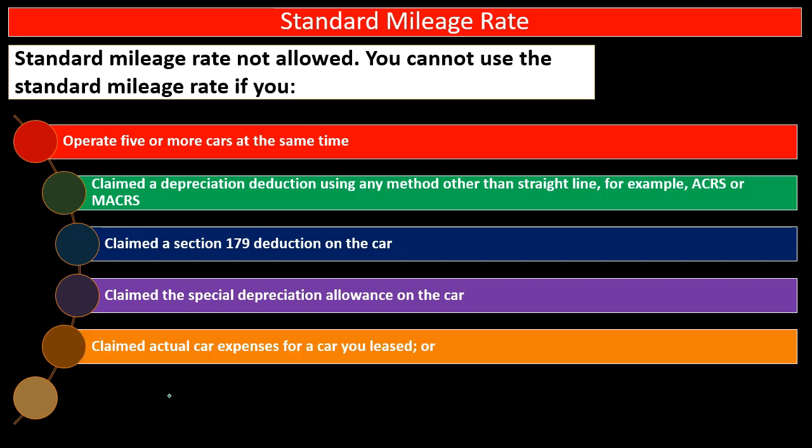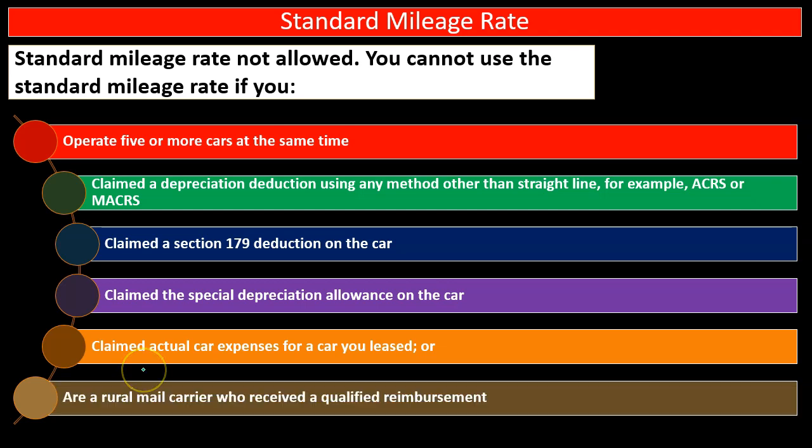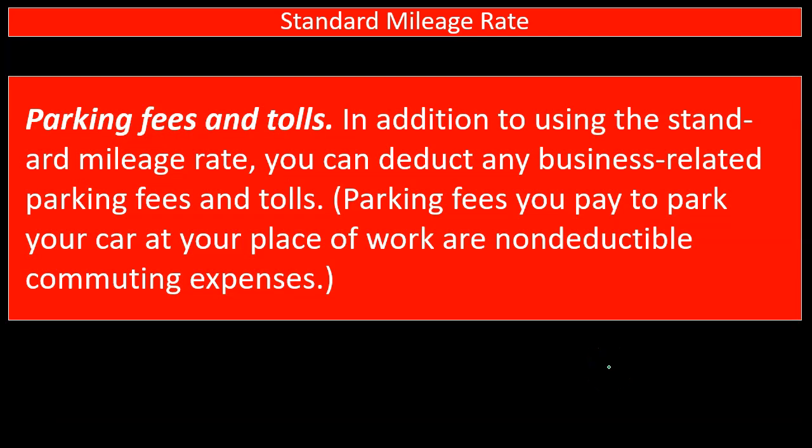Claimed an actual car expense for a car you leased, or are a rural mail carrier who received a qualified reimbursement. So if you got reimbursed for it, then typically you can't get a deduction for something you got reimbursed for. Standard mileage rate, parking fees and tolls. In addition to using the standard mileage rate, you can deduct any business related parking fees and tolls. So even though those are actual type items, although you're using the standard mileage rate, which just takes a rate times the miles, you can include some of the actual items, which include the parking fees and the tolls.